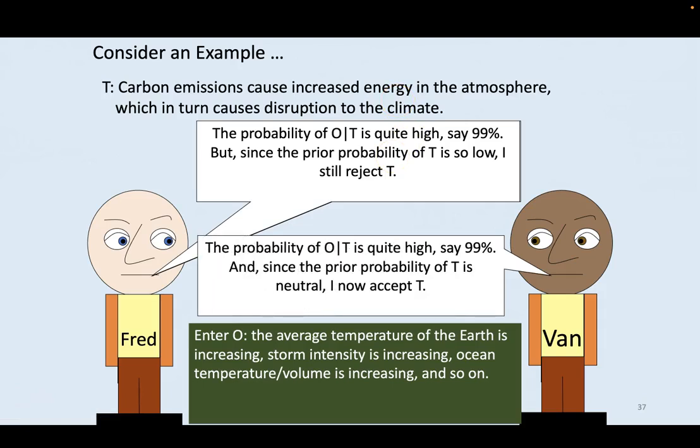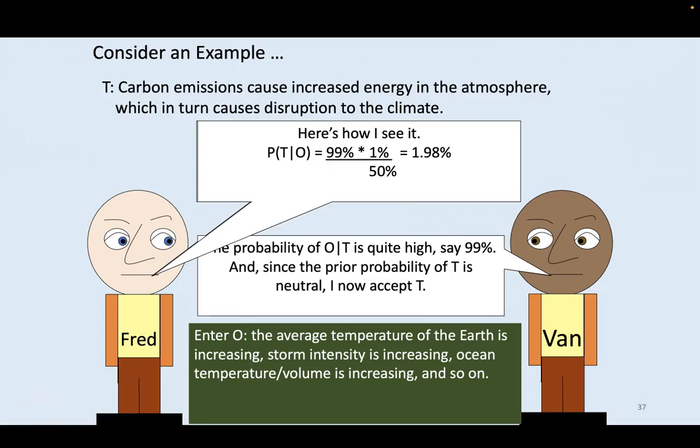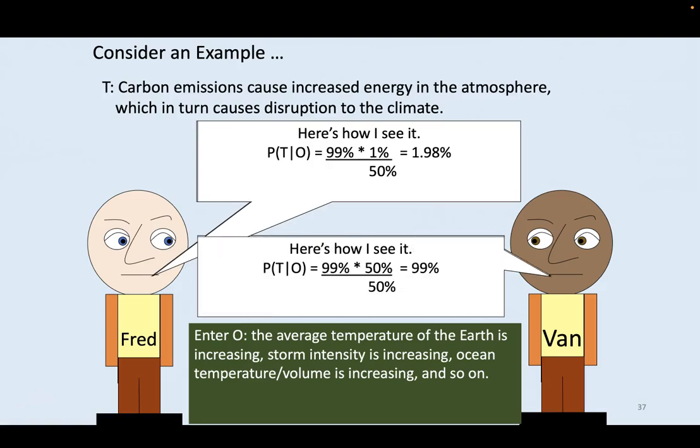Now the observation is the same in each case, so let's just say they each say there's a 50% chance of getting that observation. I don't know where I'm getting that from, but that's part of the point: how do you figure out how probable that observation is? Who knows? So what I want you to see now is just this. Because they had different priors, 1% versus 50%, they end up with very different posteriors, very different probabilities after taking that observation into account. Fred says 2% probability this theory is true, so it's most likely false. Van says 99% it's true, so it's most likely true. So radical disagreement because of different starting points.